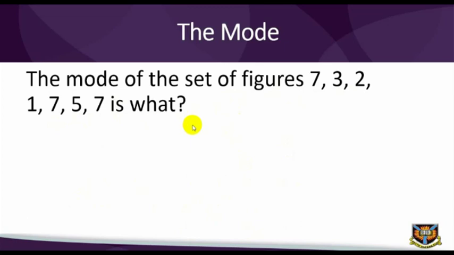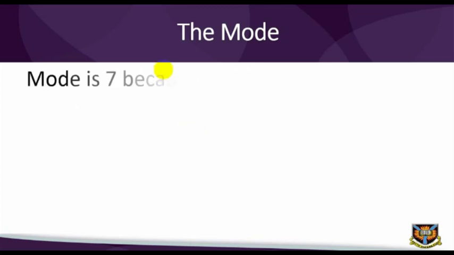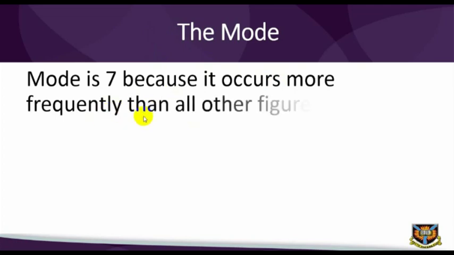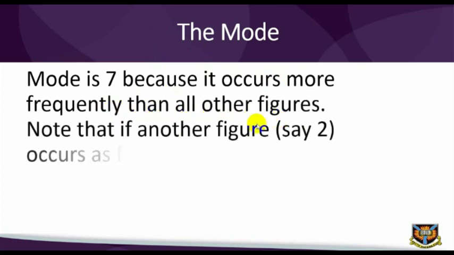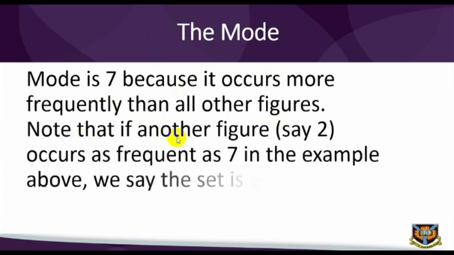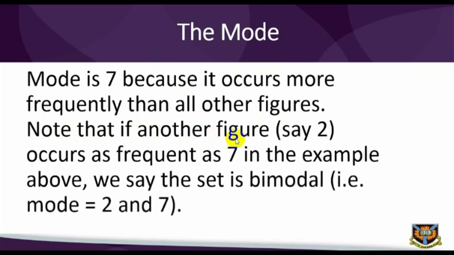Answer: the mode is 7 because it occurs more frequently than all other figures. Note that if another figure, say 2, occurs as frequently as 7 in the example above, we say the set is bimodal, that is, the mode is equal to 2 and 7.